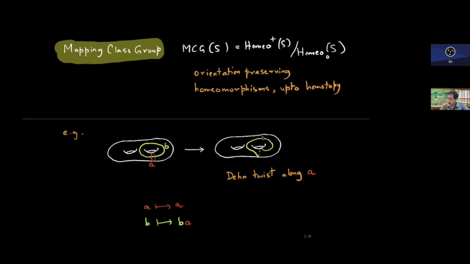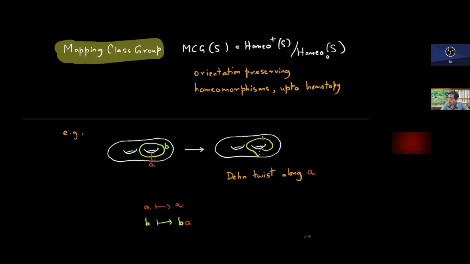And an example that will also play an important role later on is a Dehn twist. That's an example of a homeomorphism of the surface to itself. And a Dehn twist you do along a simple closed curve. Here I've taken this curve A here. And a Dehn twist along A is a homeomorphism that twists around A. So you can think of cutting the surface along A and then gluing back by a 360-degree twist.